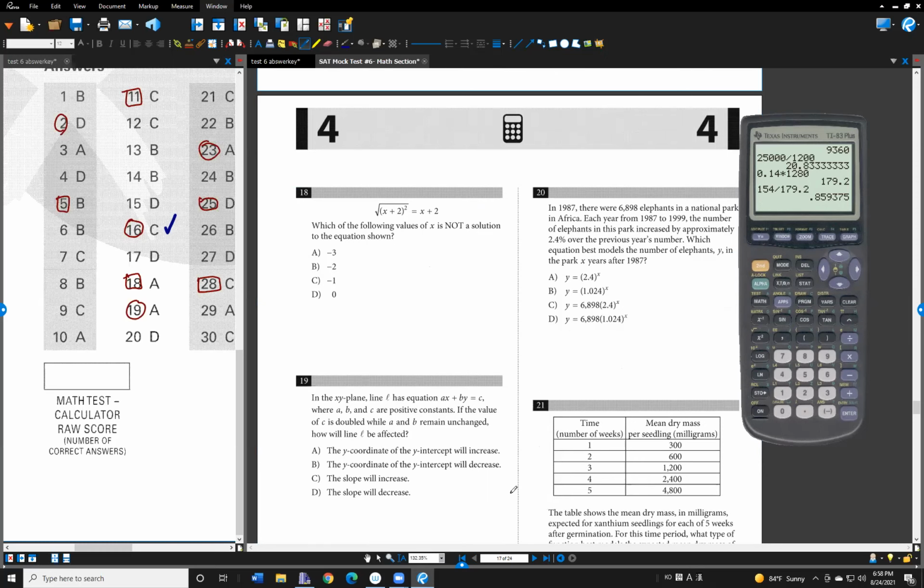Which one is not a solution? We already have 4 solutions over here. You can check which one cannot be a solution. This is the principal square root. This one cannot be a negative number. Principal square root is always positive. If you know this, you don't need any work. Put the number x equal to -3. -3 plus 2 is -1. It can't be negative. That's the answer.